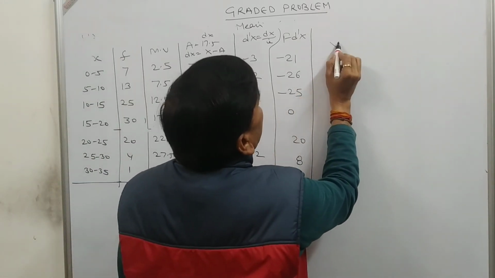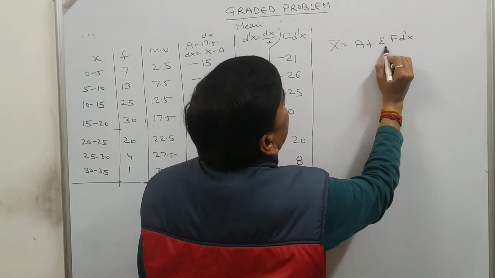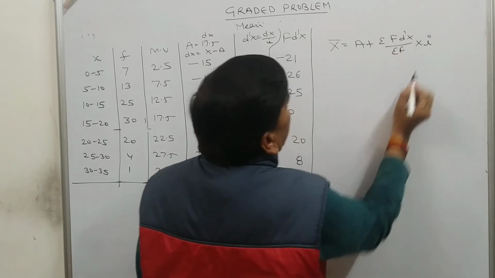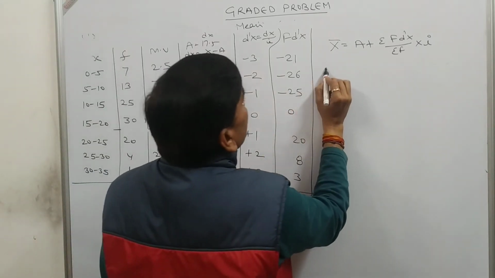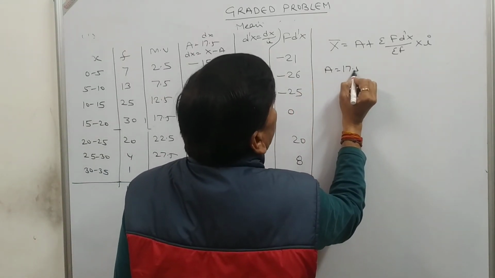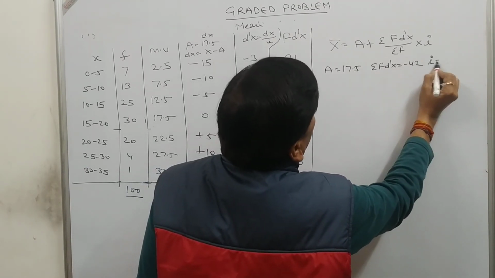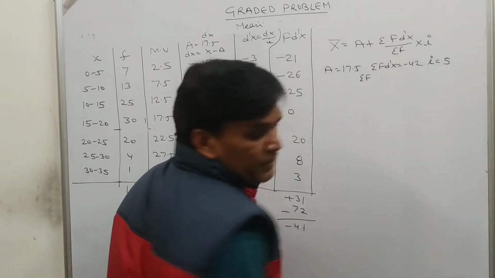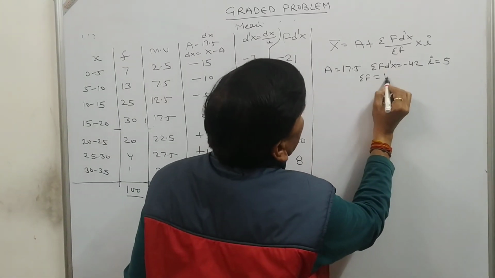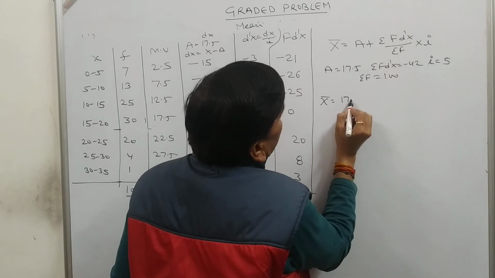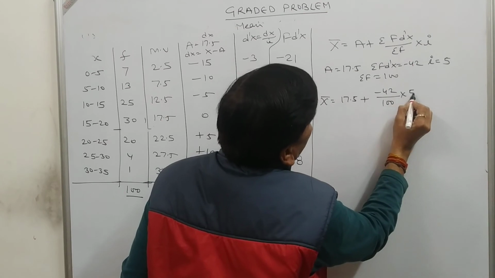So the formula for that: arithmetic mean x bar is equal to assumed mean plus sigma f d dash x divided by sigma f, multiplied by I. The addition of the frequencies is equal to 100. So here the value of a, the assumed mean, is equal to 17.5. Sigma f d dash x is equal to minus 42. I is given as 5. Sigma f is equal to 100. So x bar is equal to 17.5 plus minus 42 divided by 100 multiplied by 5.